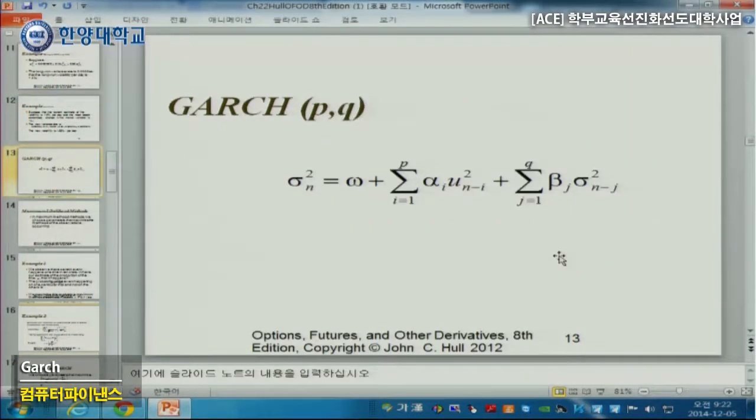Actually, we can generalize the GARCH(1,1) model. In the GARCH(p,q) model, we give weights, taking into account the squared returns of the last p periods, and then we take into account the volatility of the past q periods.